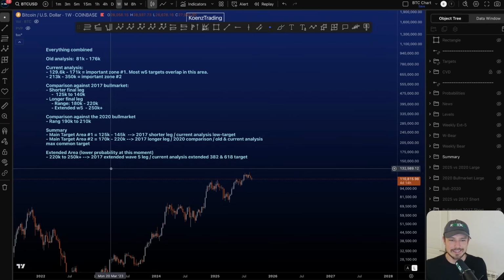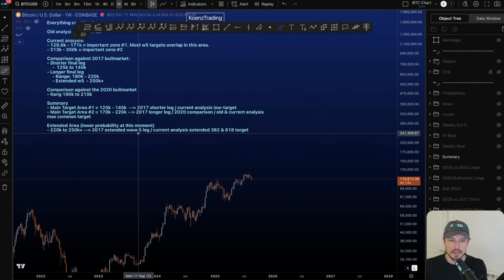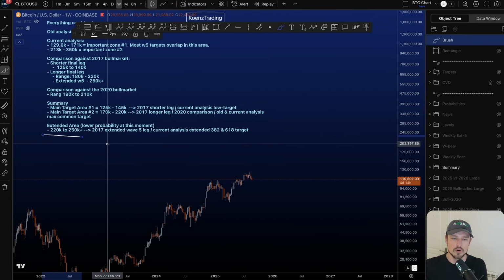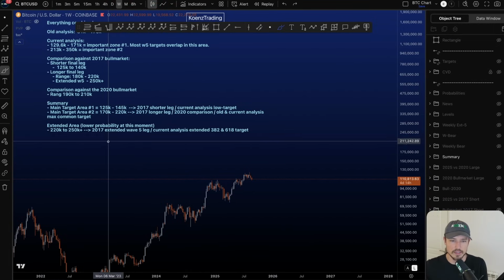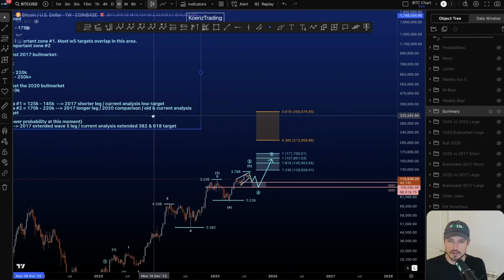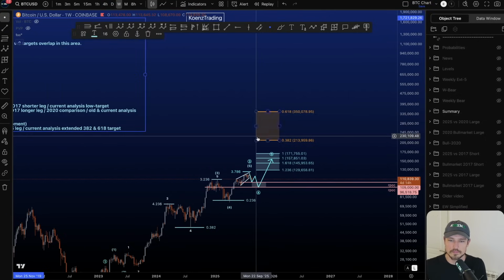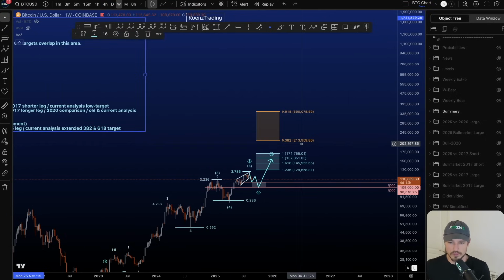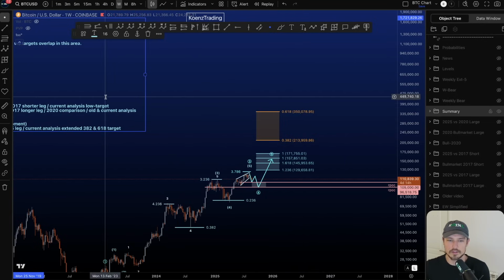Then we have the extended area. And the extended area has lower probabilities. It's 220K to over 250K. That is only if we use a very extended move towards the upside, or the current analysis over here, the orange box, 213, well, basically 214K to 350K.